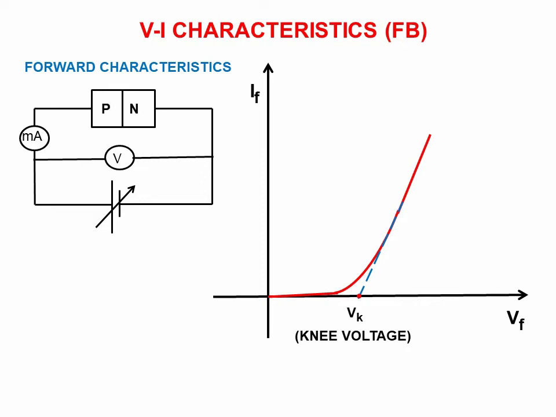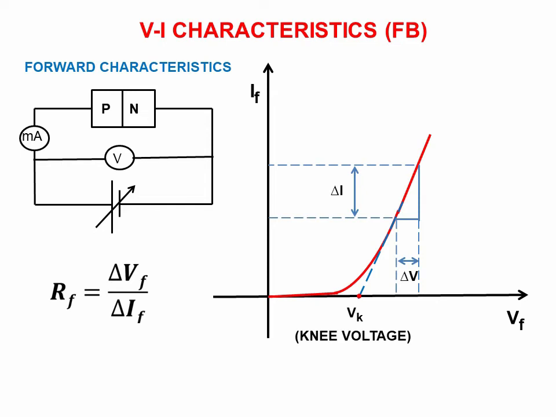Then to get forward resistance RF, you have to draw a right angle triangle as shown in the figure and find out del V and del I by taking the horizontal lines and vertical lines and measure the values. From Ohm's law, V is equal to IR, R is equal to V by I. Here RF is equal to del VF by del IF. RF is forward resistance, VF is forward voltage, IF is forward current. Here RF value may be from 270 ohm to 1000 ohm.